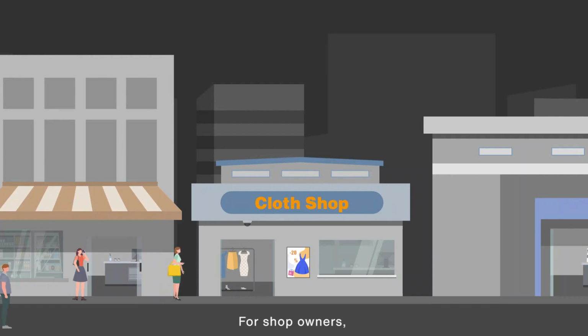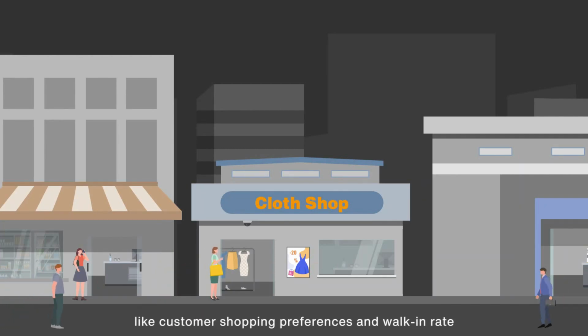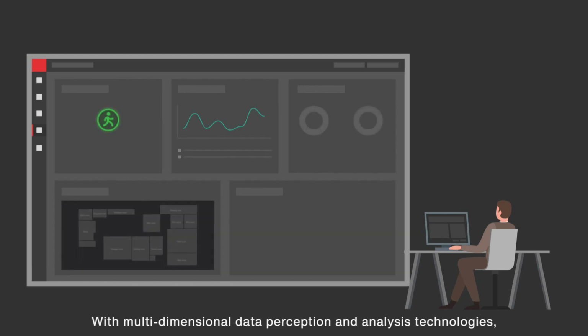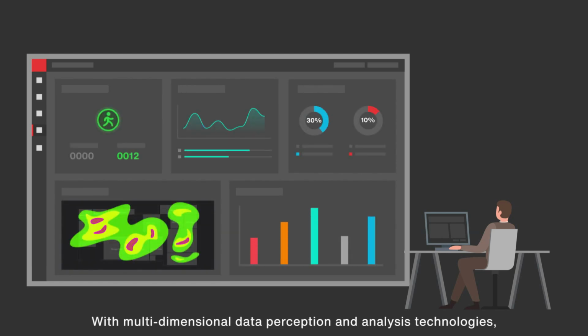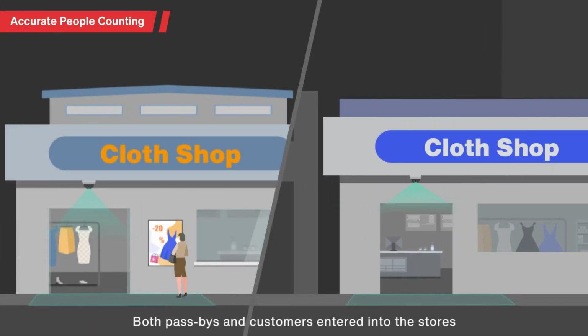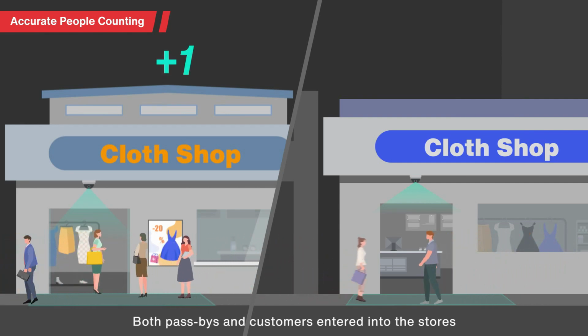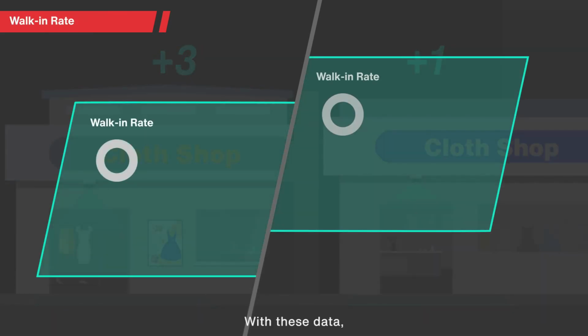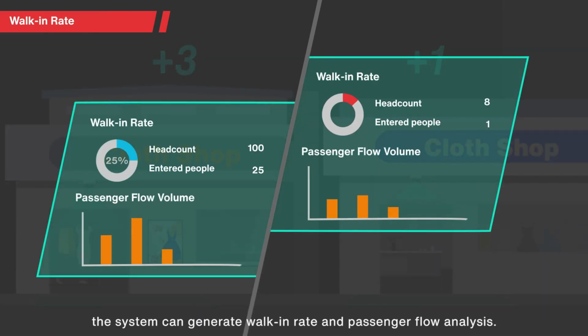For shop owners, how to gain insights from data like customer shopping preferences and walk-in rate, and optimize store operations can be great challenges. With multidimensional data perception and analysis technologies, the Hik-Central Professional Business Intelligence System can help right here. Both pass-bys and customers entered into the stores will be calculated at the shop entrance. With these data, the system can generate walking rate and passenger flow analysis.